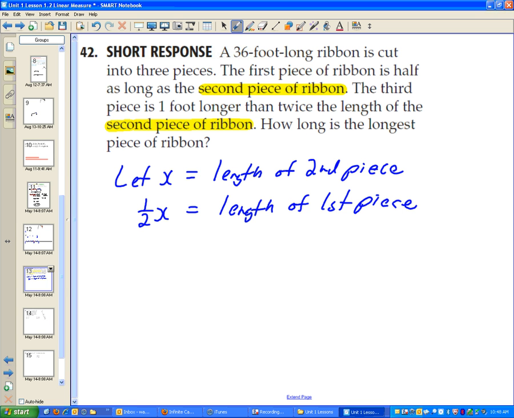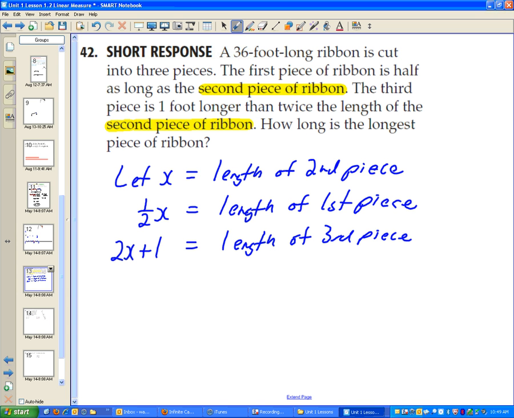Now the third piece is the complicated part here. The third piece is 1 foot longer than twice the length of the second piece. 1 foot longer than twice X. All right, since X is the length of the second piece, how would you write twice X? 2X. What's 1 more than 2X? Plus 1. So 2X plus 1 is the length of the third piece. So yeah, the third piece is going to be the longest piece. And we have to find its length.